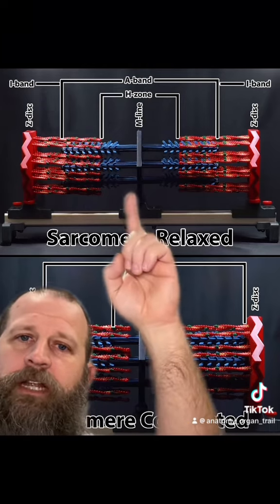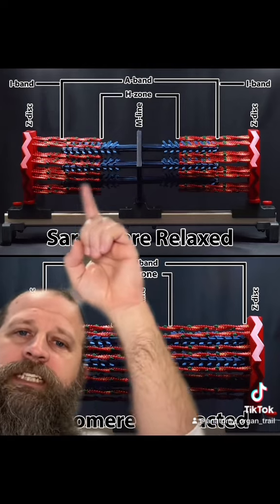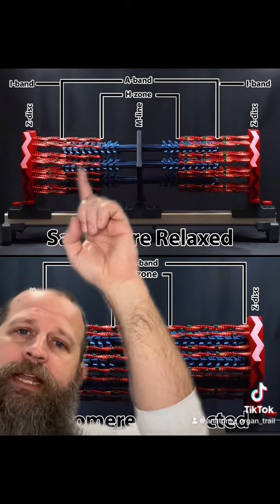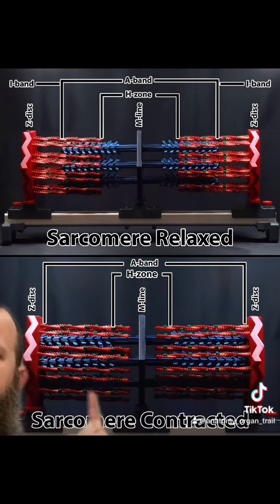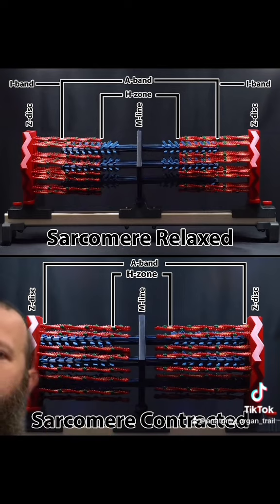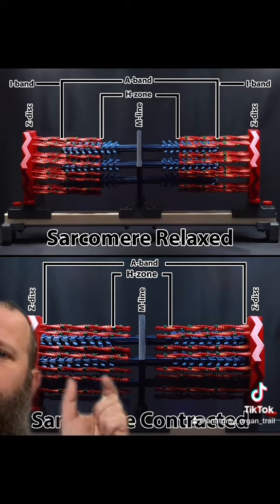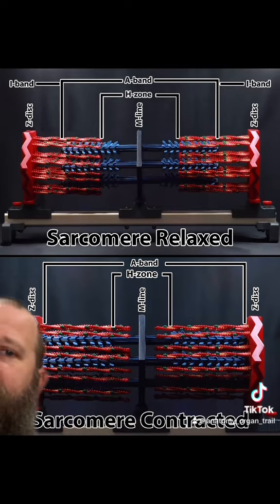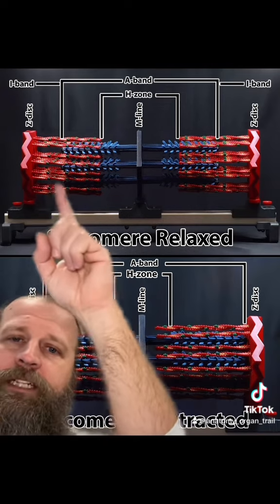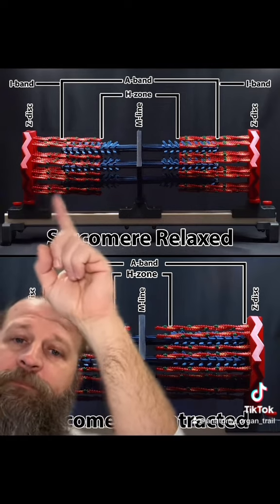So this is what it looks like when the sarcomere is relaxed, and you can see there's not a whole lot of overlap between the actin and the myosin, the red and the blue. And then here, when it's contracted, look, we've got a lot of overlap between that myosin, blue, and the actin, red. And so there's an increase in overlap, and that shortens that H zone in the middle, and it also gets rid of the region where there's only the thin filament, that I band.